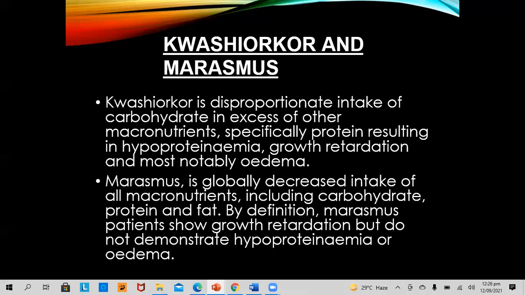In marasmus, there is a globally decreased intake of all macronutrients that includes carbohydrates, proteins, and fat. And by definition, marasmus patients show growth retardation, but do not demonstrate hypoproteinemia specifically or edema.